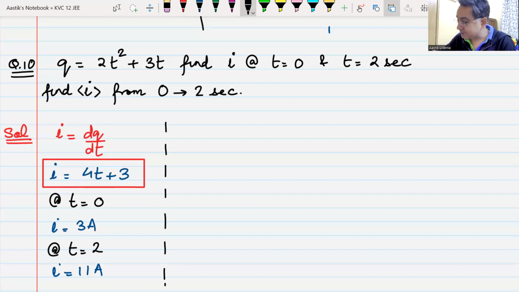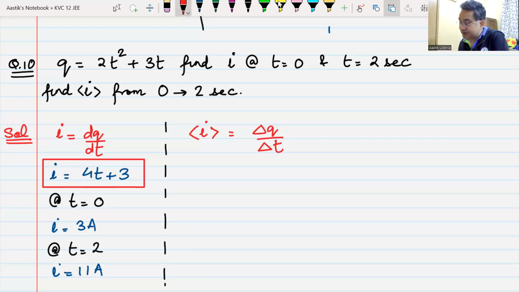Then I have this revolutionary formula for the average current. And what is the revolutionary formula for this average current? I have to find out the total charge that has flown divided by the total time. So at t equal to 0, the charge in the circuit was 0. At t equal to 2 seconds, the charge that was flowing through the circuit was how much?